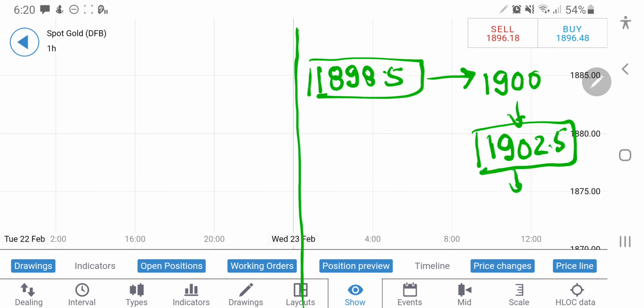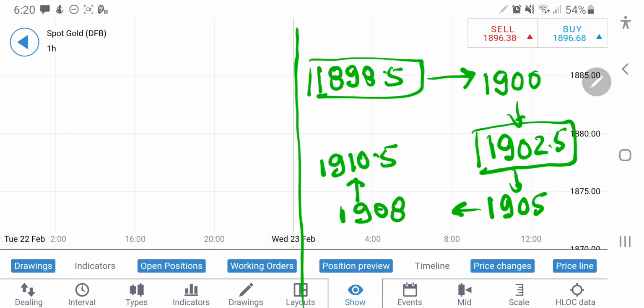But if it breaks 1902.5, it can further rise towards 1905, 1908 and 1910.5 levels. And if it goes beyond 1902.5, definitely it may try to hit this zone at 1908 and 1910.5. Take your positions accordingly, but still it may trade in red and it can drop again. That is what it is. So a probable sideways movement today again, that is what we can expect.